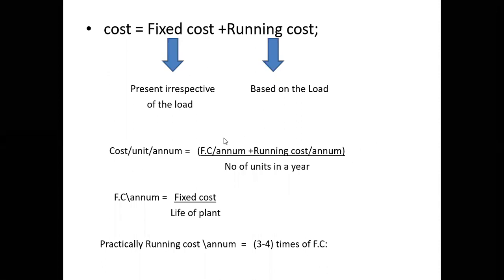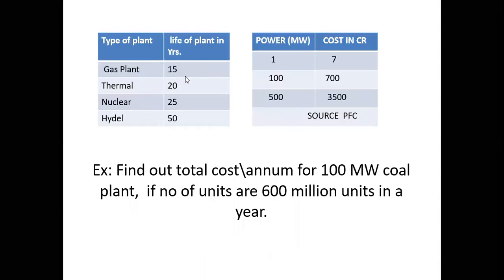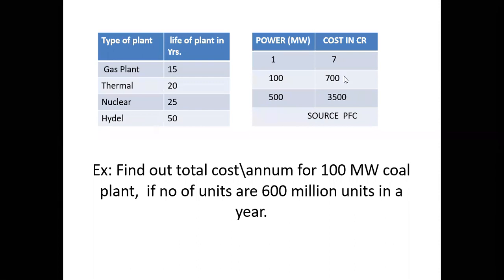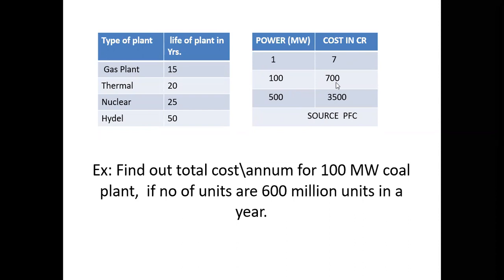So for example, let us consider, we will do some basic problem. Here I'm providing two tables. The first table gives the information on the life of plant for different power plants: gas plant, thermal power plant, nuclear and hydel. The second one is the cost requirement for power generation. For example, especially in the thermal power plant, if you want to generate 1 megawatt, then you require 7 crores. To generate 100 megawatts using the thermal power plant, the requirement is 700 crores. Similarly, for 500 megawatts, the requirement is 3,500 crores.